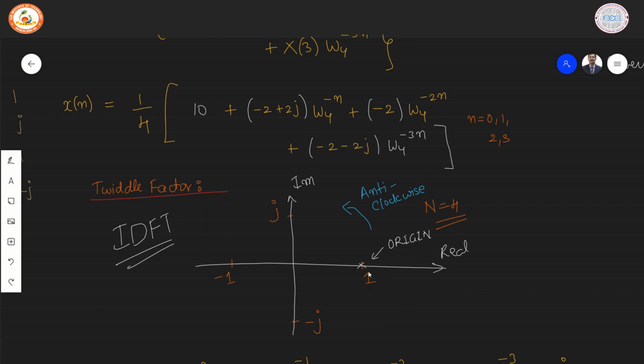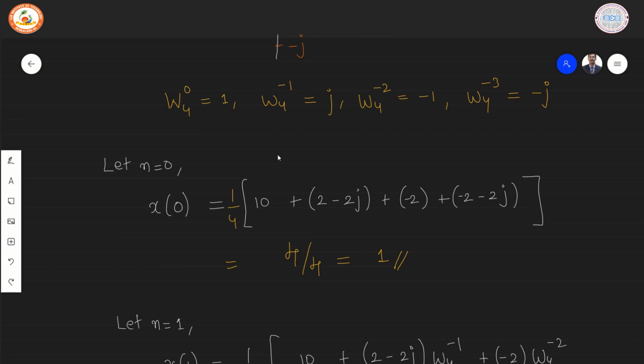So we can compute easily the first 4 values, which are 1, j, minus 1 and minus j, and the remaining values can be easily calculated following the circle in the anti-clockwise direction. Therefore, now let us proceed for the substitution. Now the twiddle factor values here are listed. W4 to the power of 0 is 1, W4 to the power of minus 1 is j, W4 to the power of minus 2 is minus 1, W4 to the power of minus 3 is minus j. Substituting the values now in the equation that we have written above.